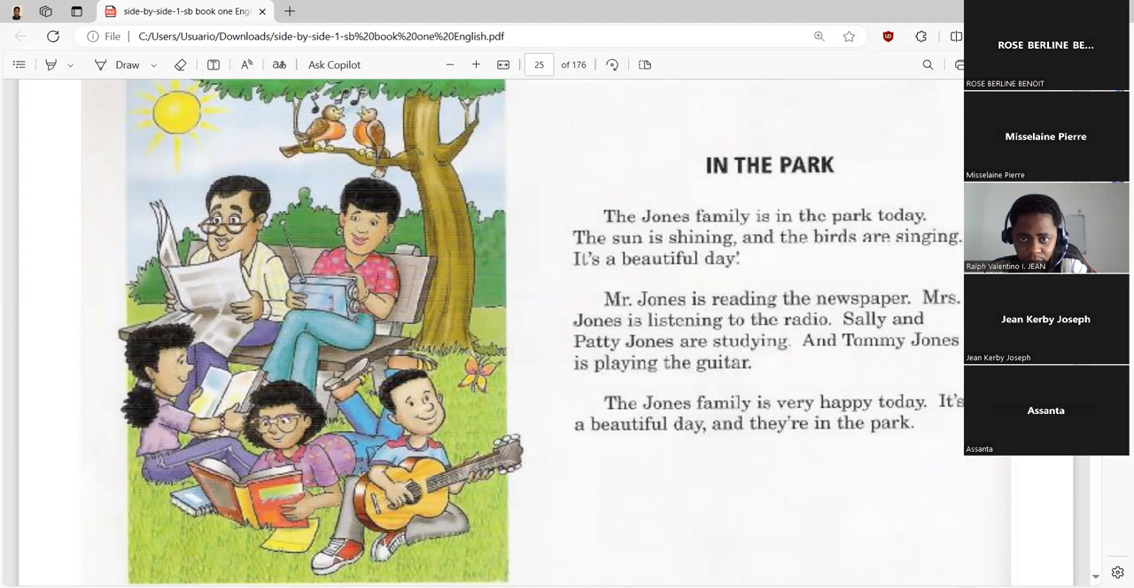Mr. Jones is reading the newspaper. Mrs. Jones is listening to the radio. Sally and Patty Jones are studying. And Tommy Jones is playing the guitar. The Jones family is very happy today. It's a beautiful day. And they are in the park. Très bien. Thank you.